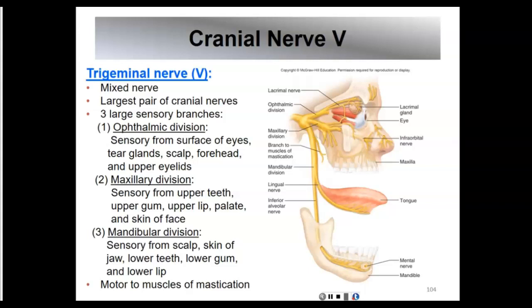Number 2 is the maxillary portion, and it's sensory for the upper teeth, upper gums, upper lip, palate, and skin of face. And number 3 is down in the lower jaw, the mandible. It's sensory from the scalp, the skin of the jaw, lower teeth, lower gum, and lower lip. The motor is for muscles of mastication or chewing.